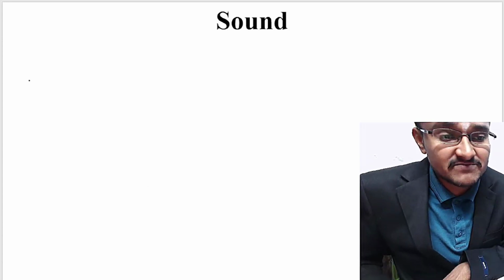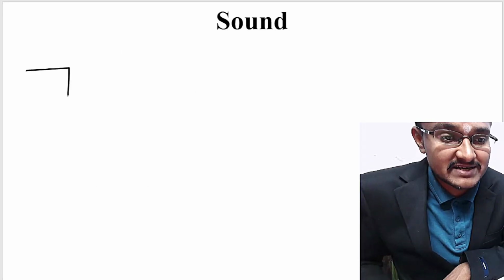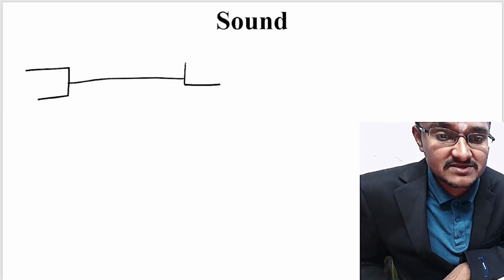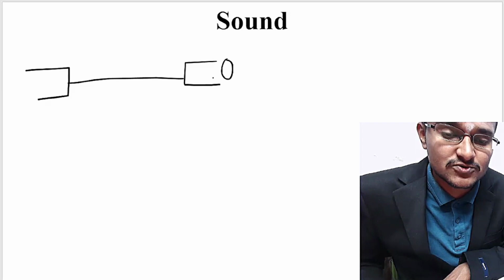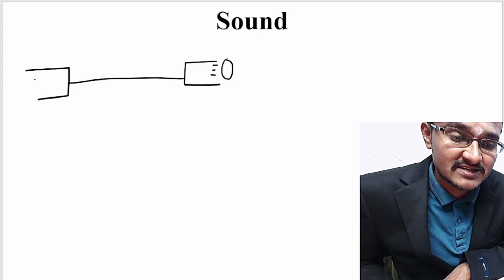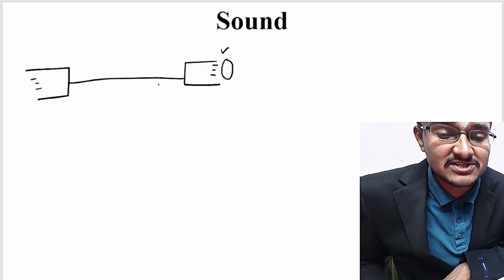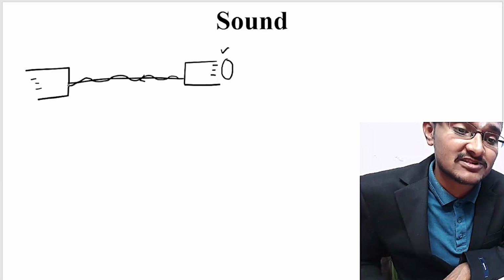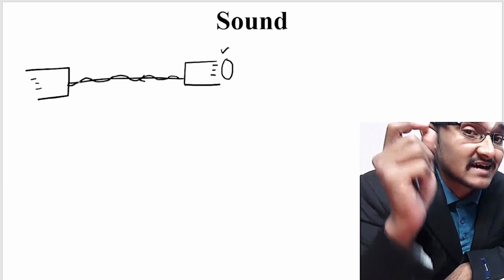You might have played some games in your childhood by tying a thread to two cups. If one cup is there at a distance and one person slowly speaks through this cup, then the other person who is hearing through the other cup will hear what this person is telling. That shows this thread is carrying the sound waves produced by this person. That shows sound can also travel through solid objects as well.